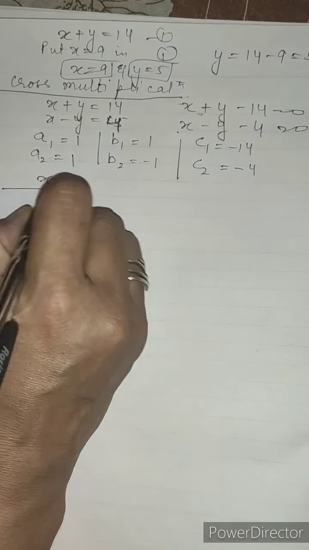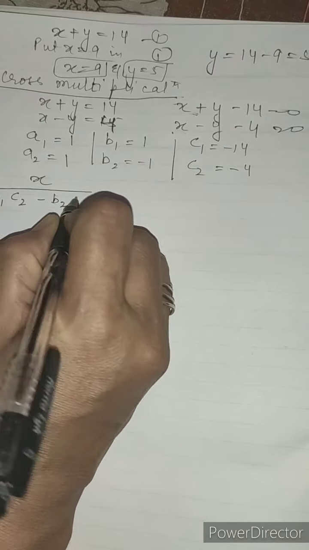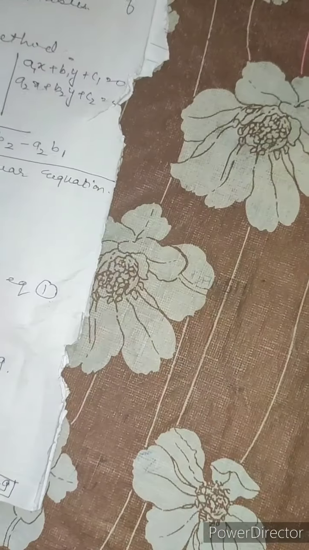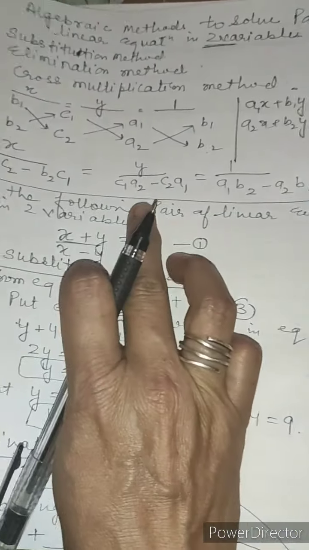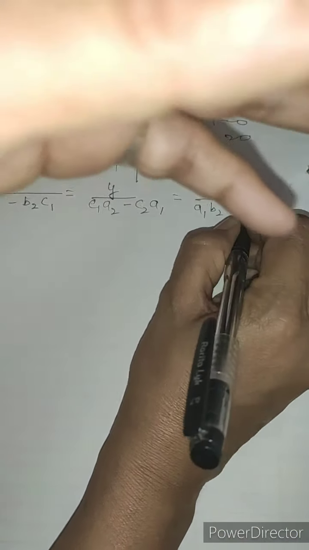So what was the formula? x upon b1 c2 minus b2 c1 equal to y upon, we discussed the formula. If you remember, y upon c1a2 minus c2a1 equal to 1 upon a1b2 minus a2b1.